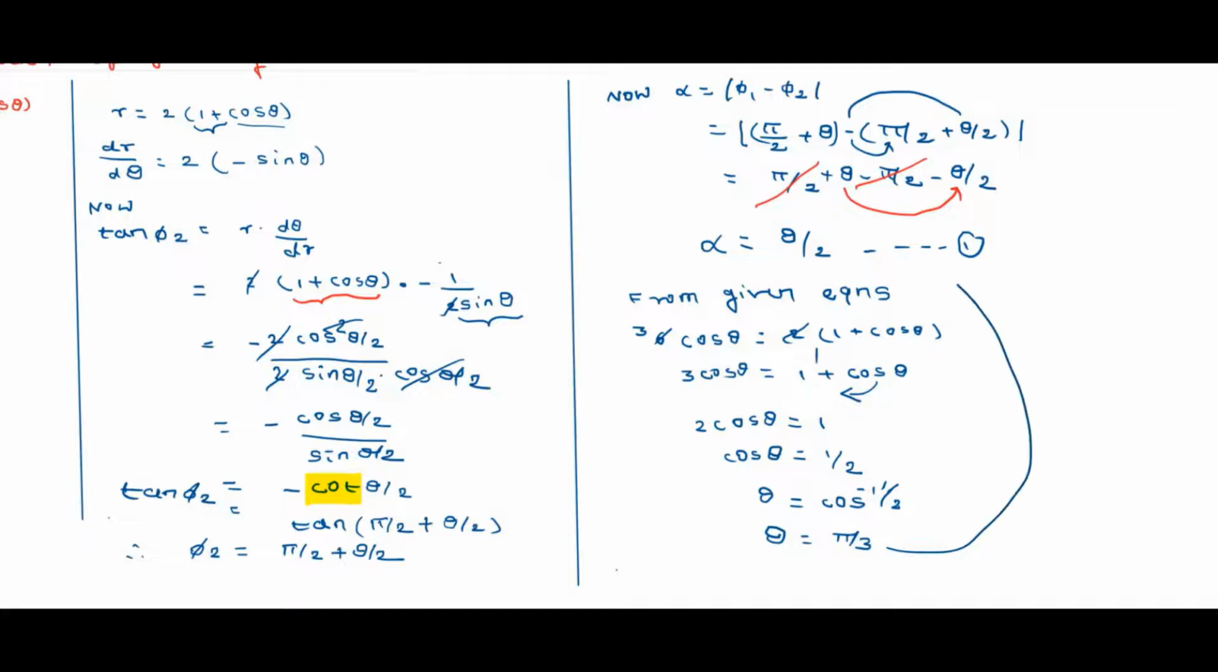Substitute this value of theta in equation 1. What do we get? Alpha is equal to pi by 3 divided by 2, in total you will get pi by 6. This is the required angle of intersection of the two curves.